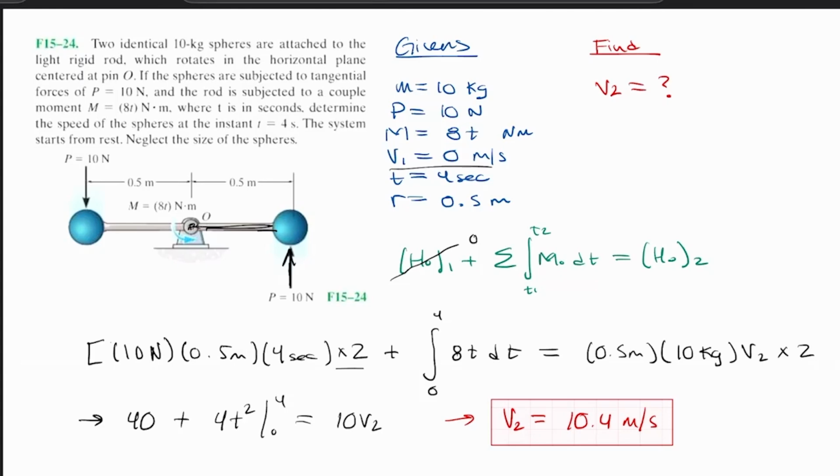So notice the principle is pretty straightforward. Once again, we've done this before. It's just that we're doing this for curvilinear or rotating motion as opposed to linear motion, but it is the exact same process. So that is it on the angular impulse and momentum, and then the next videos will focus on the collision stuff.